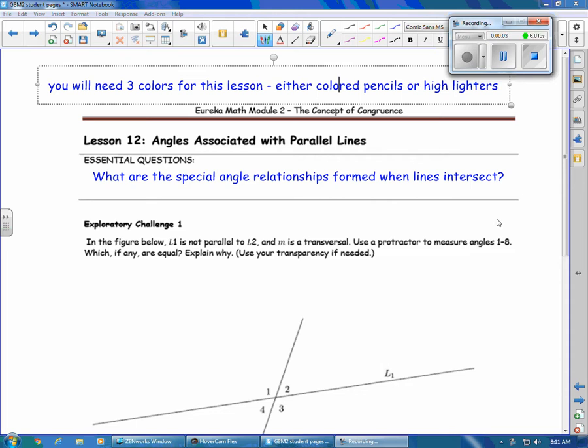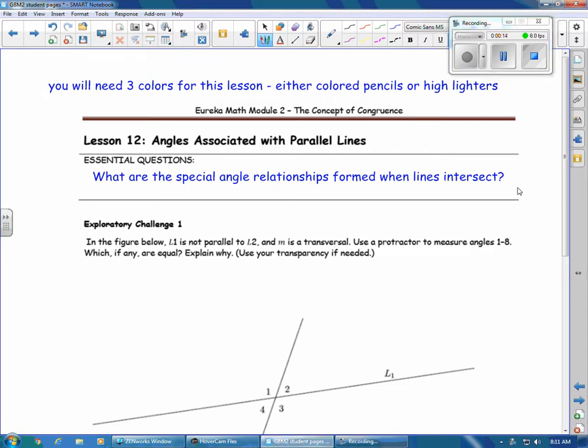This is Module 2, Lesson 12, Angles Associated with Parallel Lines. For this lesson, you're going to need three colors, either colored pencils or highlighters. You're also going to need possibly some tracing paper or your transparency. Your essential question for this lesson is, what are the special angle relationships formed when lines intersect?